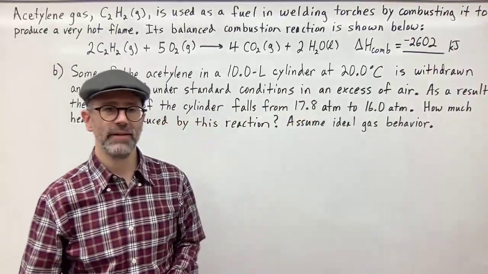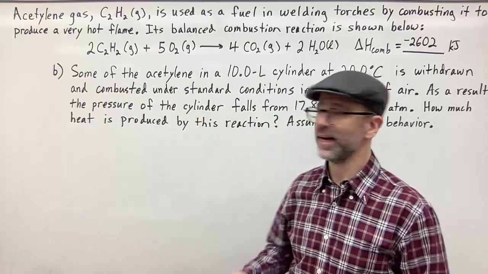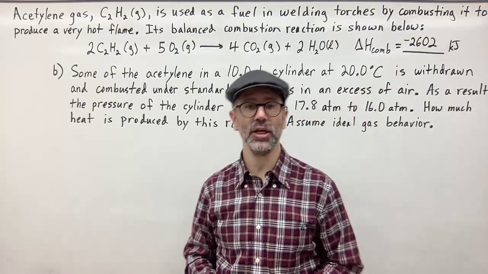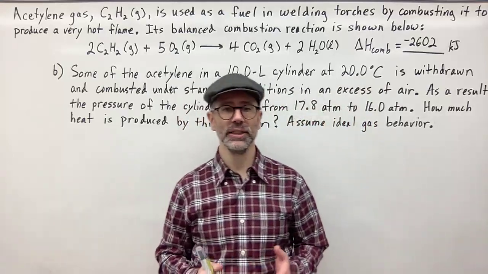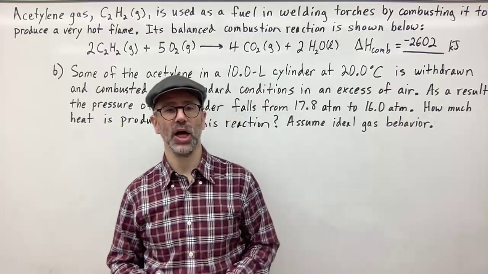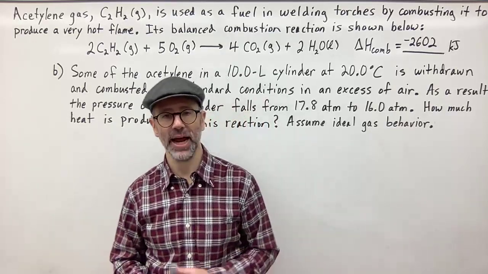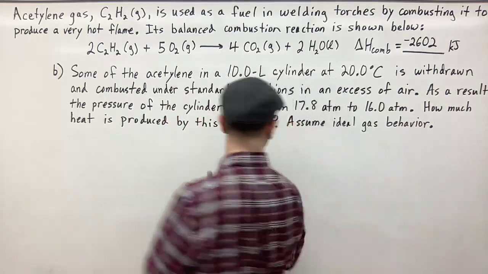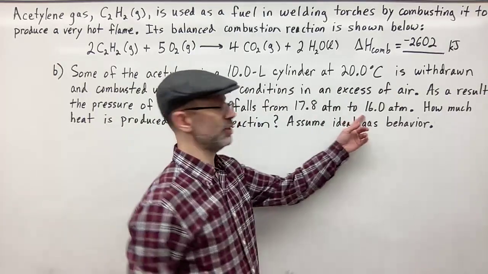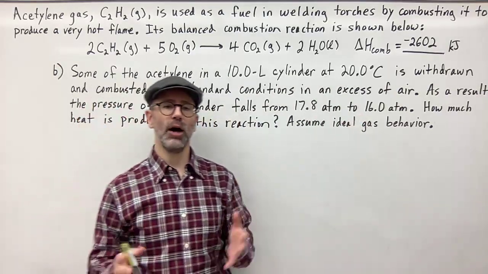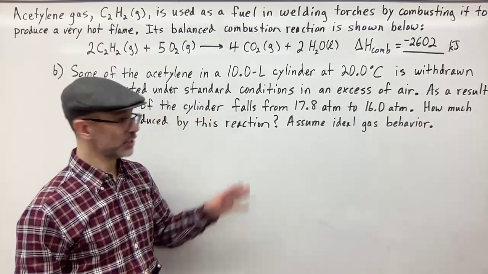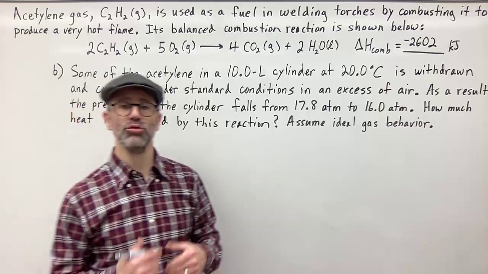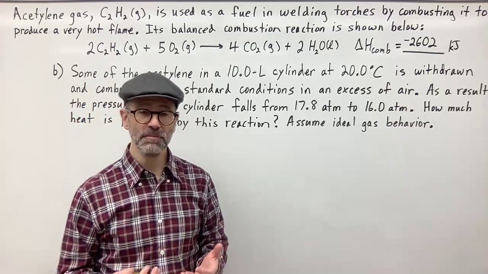Okay, so here we have part B. We're told that some of the acetylene in a 10.0 liter cylinder at 20.0 degrees Celsius is withdrawn and combusted under standard conditions in excess of air. As a result, the pressure of the cylinder falls from 17.8 atmospheres to 16.0 atmospheres. How much heat is produced by this reaction with the amount of the acetylene gas that was taken out? And we're told to assume ideal gas behavior.